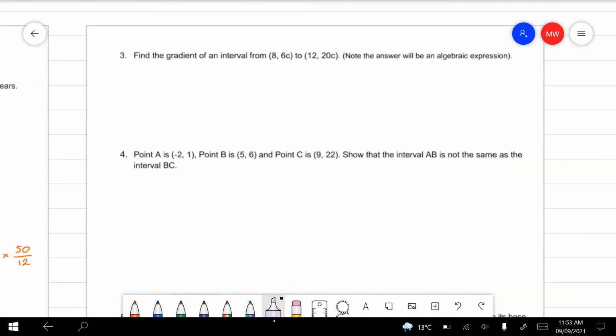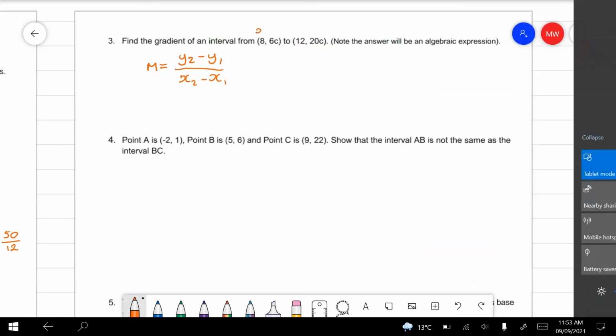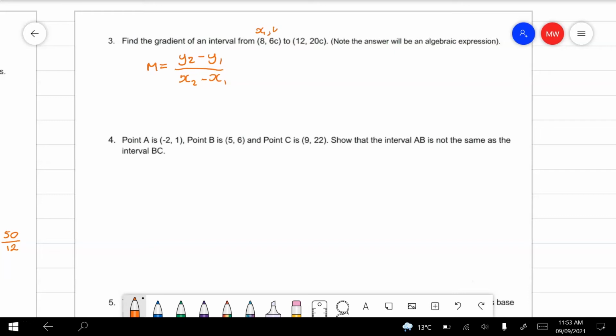Moving on, question 3. Alright, this time we're being asked for a gradient. So we need our gradient formula. And our gradient is our rise over our run, so it's y2 minus y1 all over x2 minus x1. I'm going to assign these values just like in question 2. So I'm going to call this one x1, y1, x2, y2. It doesn't matter which you call which, just as long as they stay as pairs. So x1 has to be with y1. And now all I do is sub those into my formula.